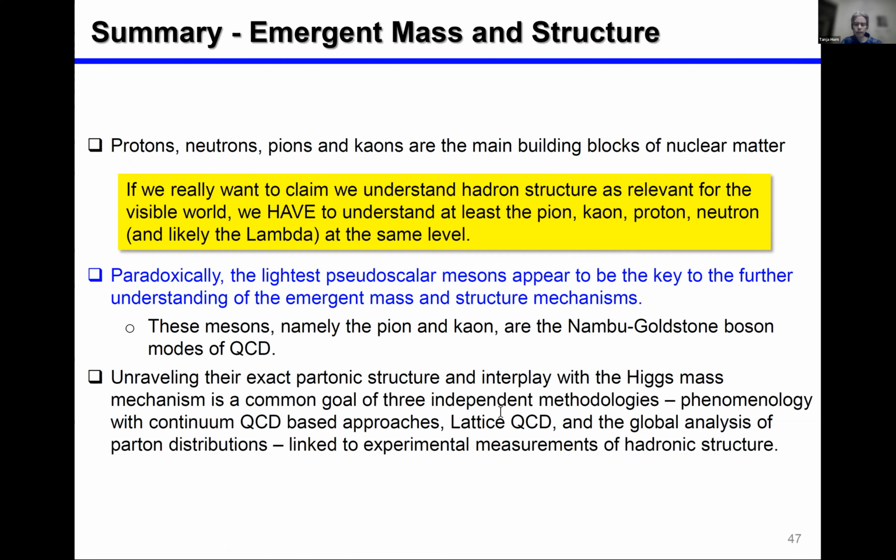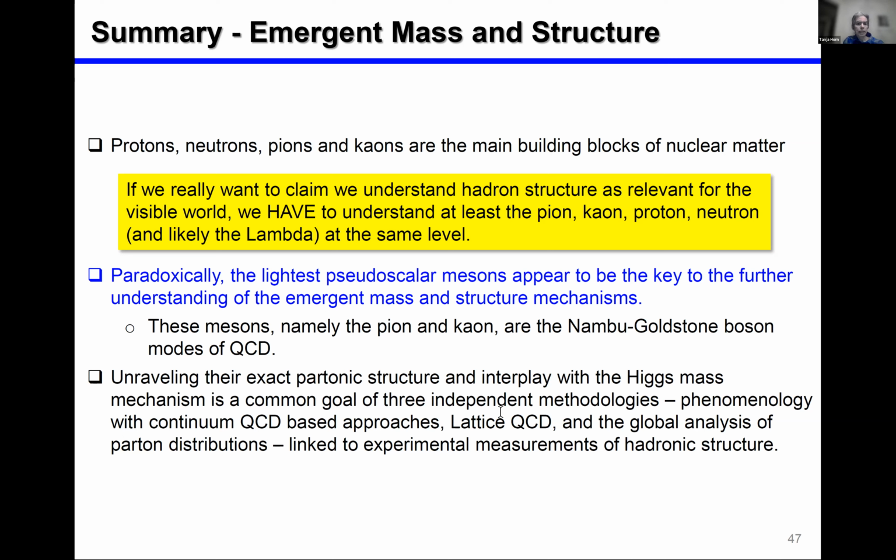And I would say if you really want to claim that we understand hadron structure as relevant for the visible world, I think we have to understand at least the pion, kaon, proton, neutron, and likely also the lambda at the same level. Interestingly enough, we have the biggest opportunities with the lightest pseudoscalar mesons. They appear to be the key to our further understanding of the emergent mass mechanisms.